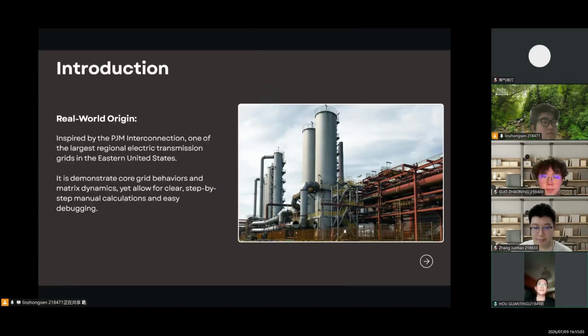Okay, now let's start with the brief introduction. Our project is inspired by PJM interconnection. This is a massive electric grid in the eastern US, and we chose this model for a good reason. It is complex enough to show real grid behaviors, and also small enough for clear manual calculation.